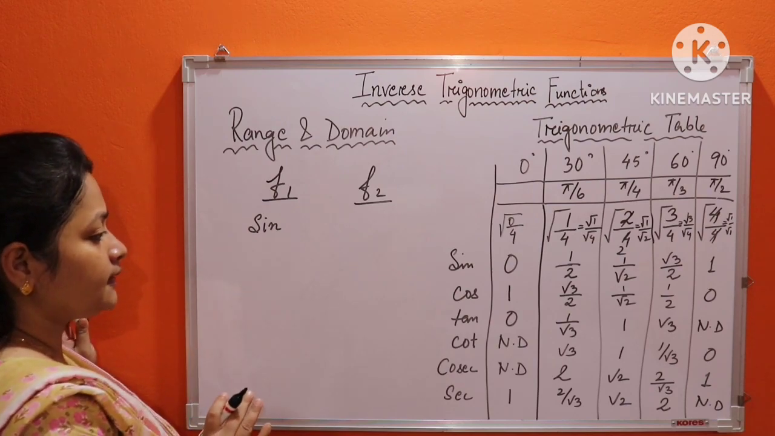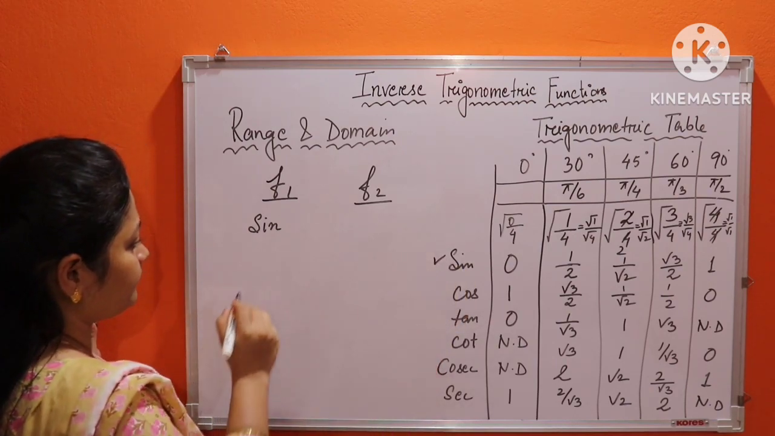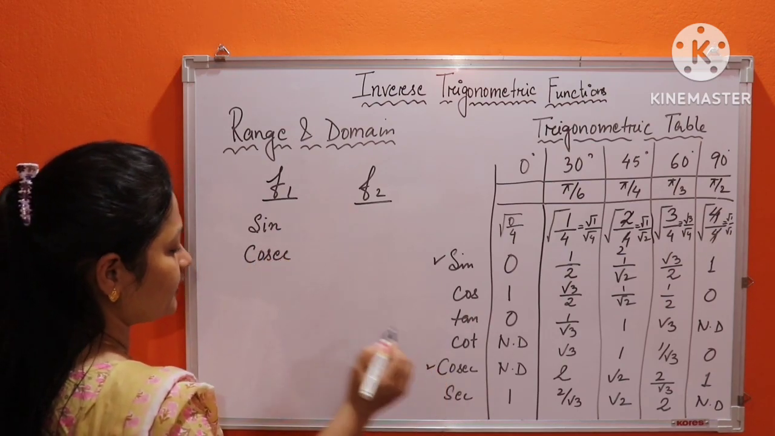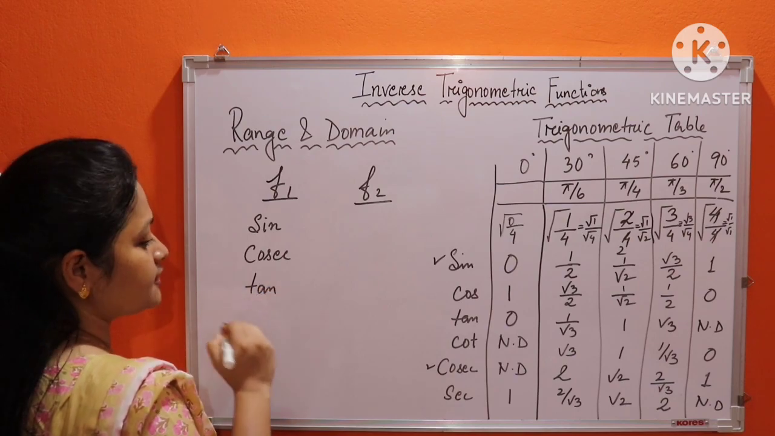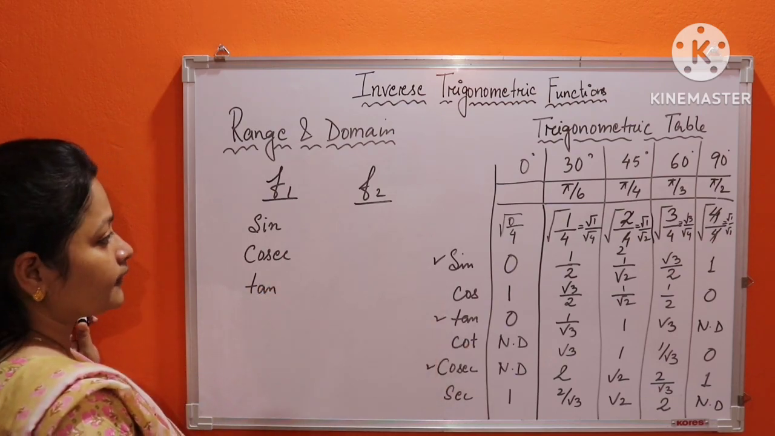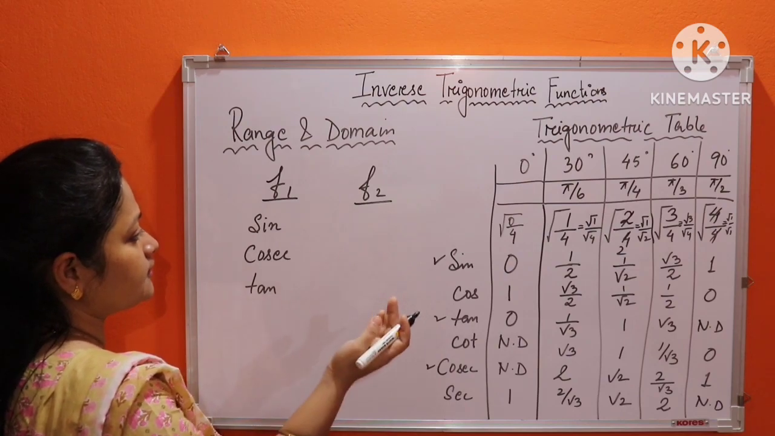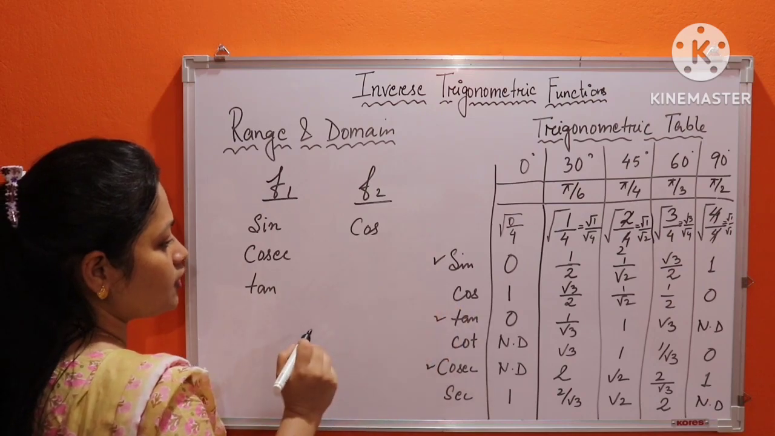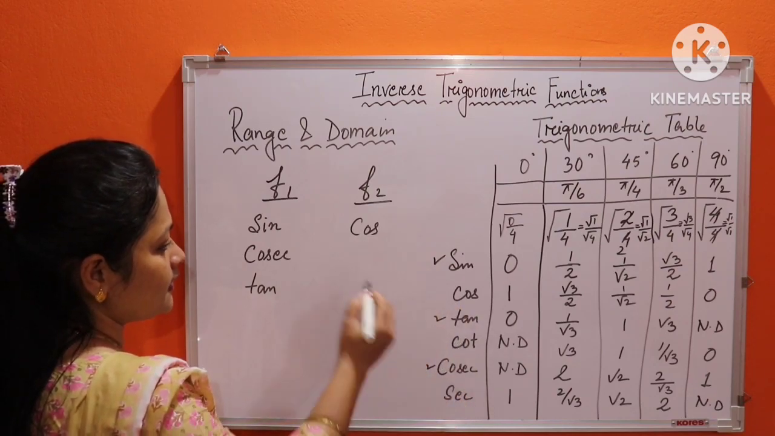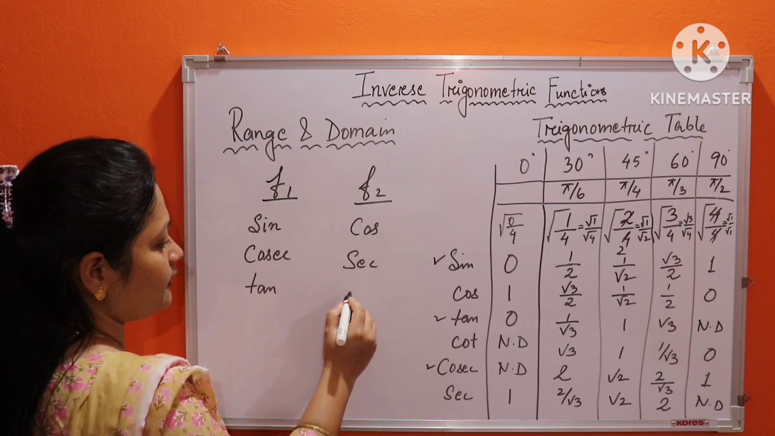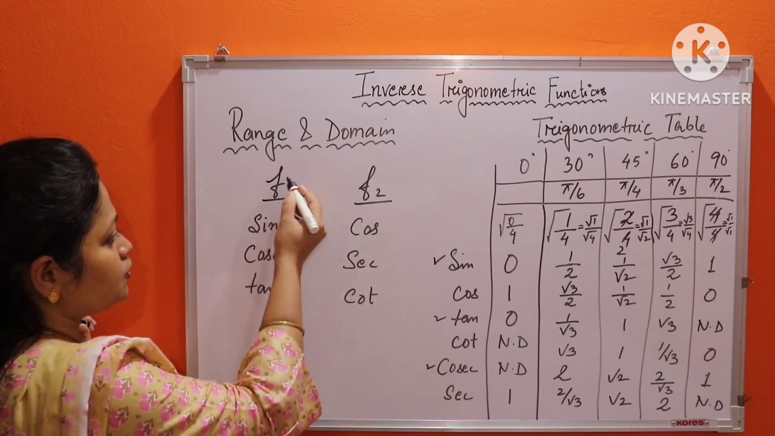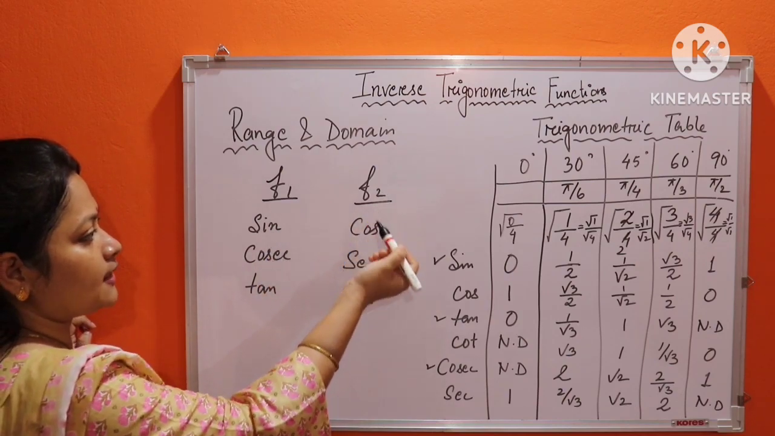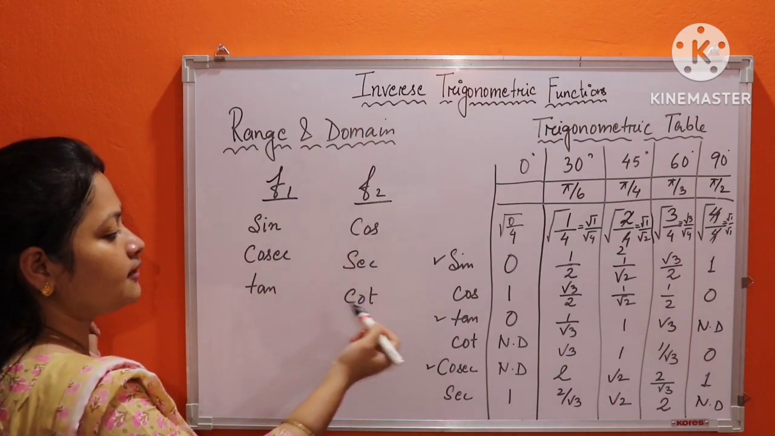In the sine family: sine, cosec and tan. In the second family, the members will be cos, sec and cot. So in the first family, that is the sine family, there exist sine, cosec and tan. In the second family, that is the cos family, cos, sec and cot.